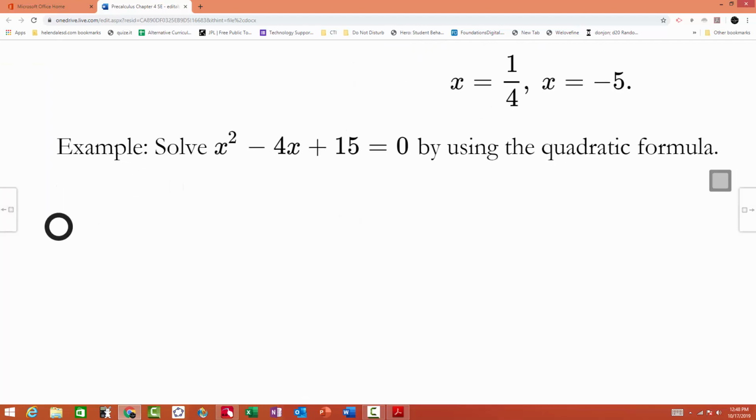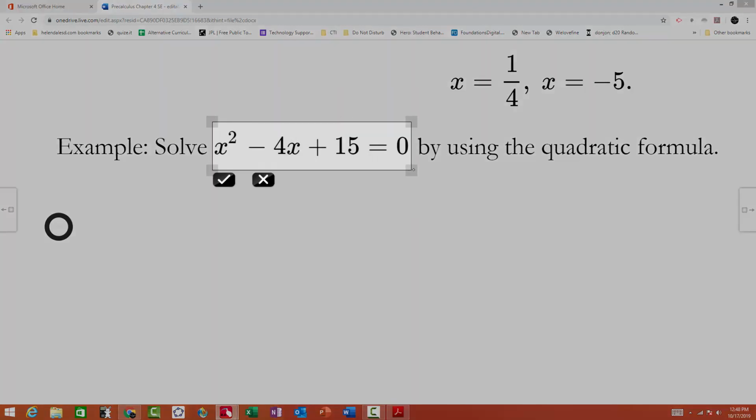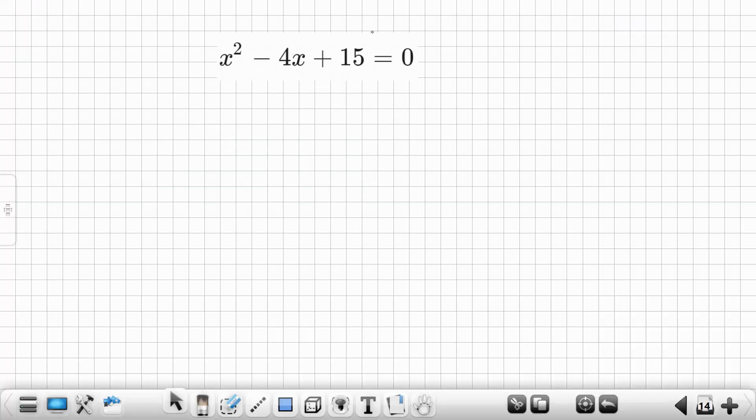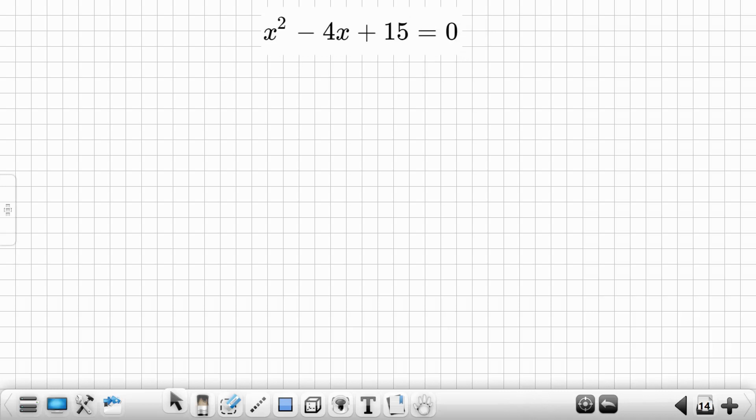Who wants to help me? Thank you, Jada. Jada, what's A? A is going to be 1. B is. C is. Okay, so I have x equals, going off the song Sarah, Destiny, and Sada sang, and Victoria. We're going to substitute these values in, so I get negative.